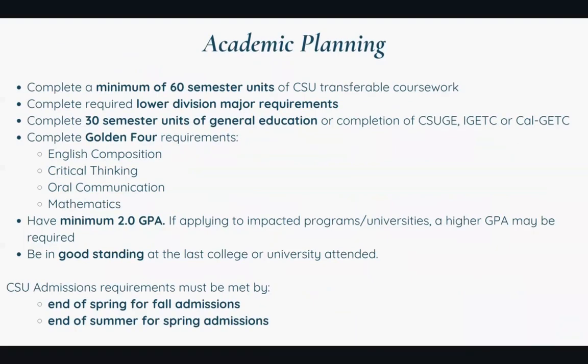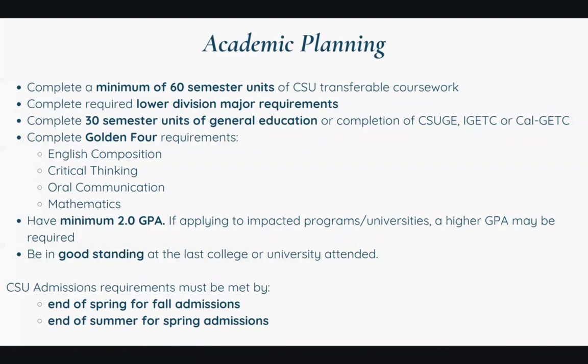As a reminder, to transfer to the Cal States, you do need to complete a minimum of 60 semester units of Cal State transferable coursework, complete required lower division major requirements for the major that you are applying to, and complete 30 semester units of general education, or completion of the CSU GE, IGETC, or CalGETC. You will also need to complete the Golden 4 requirements. This will entail English composition, critical thinking, oral communication, and mathematics.